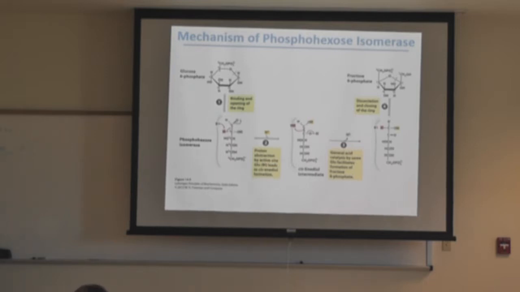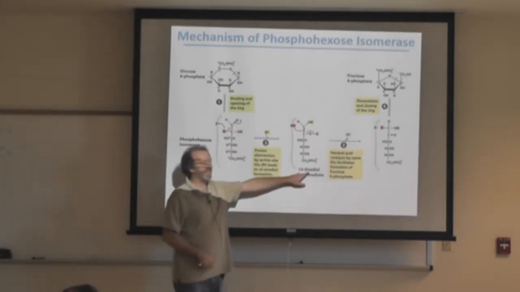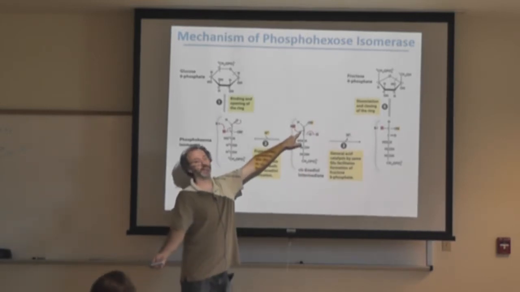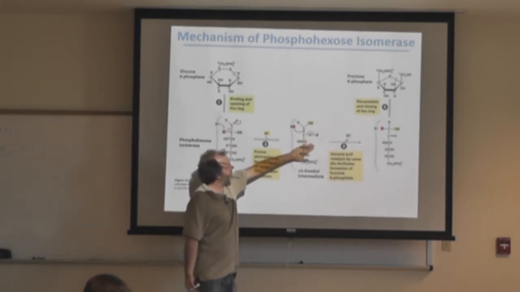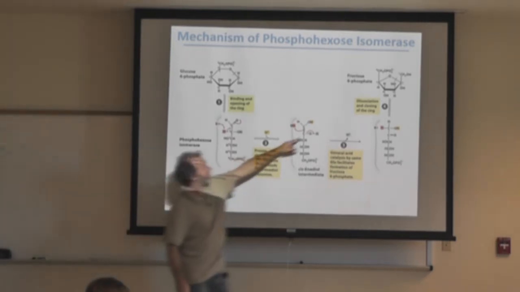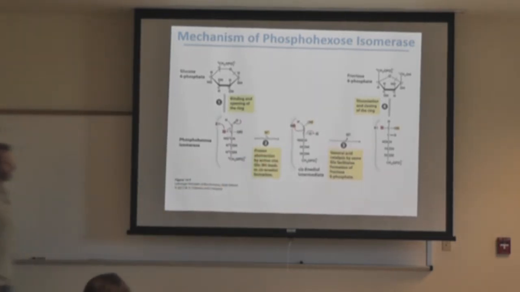And then what's the intermediate called? Don't worry about the cis, but just enediol. Remember, the double bond is an ene group from organic chemistry, so you have this enediol intermediate. Diol means there are two alcohols. So it's the same mechanism for the triose phosphate isomerase.